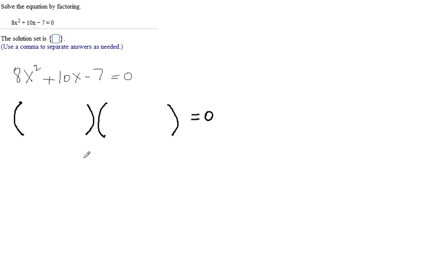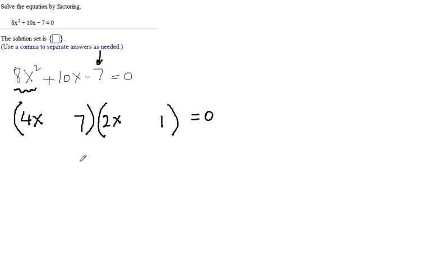Okay, let's try to factor and then solve this trinomial 8x squared plus 10x minus 7 equals 0. So the first thing I did, I want to look at the 8x squared. So let's try 4x times 2x. And then I look at the 7, and I'm going to try 1 and 7.